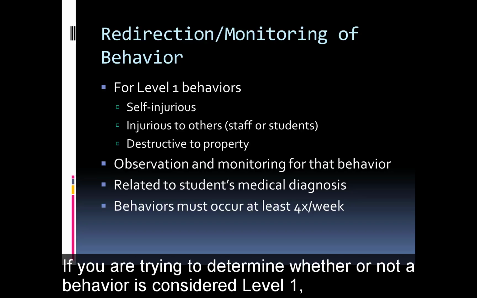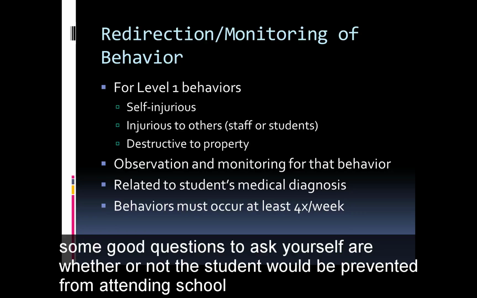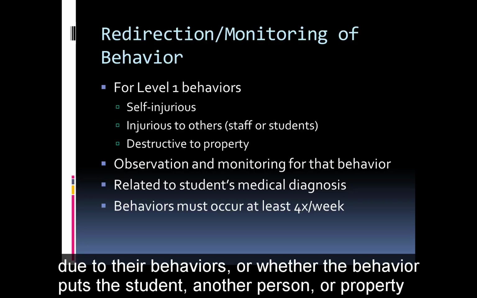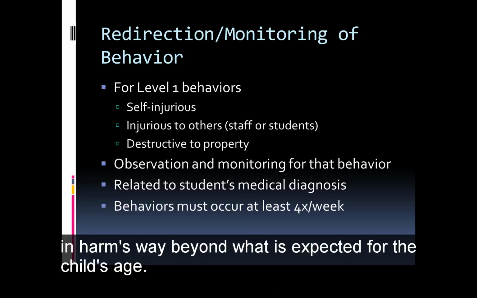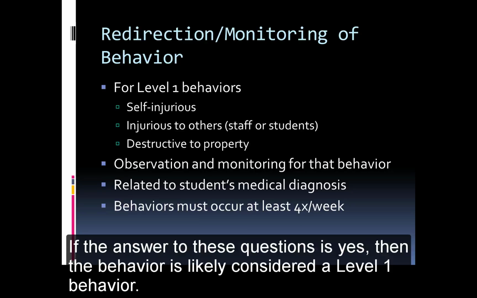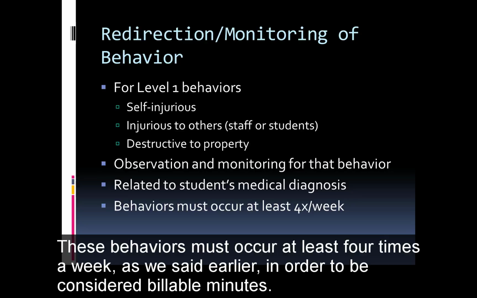If you are trying to determine whether or not a behavior is considered Level 1, some good questions to ask yourself are whether or not the student would be prevented from attending school due to their behaviors, or whether the behavior puts the student, another person, or property in harm's way beyond what is expected for the child's age. If the answer to these questions is yes, then the behavior is likely considered a Level 1 behavior. These behaviors must occur at least 4 times a week, as we said earlier, in order to be considered billable minutes.